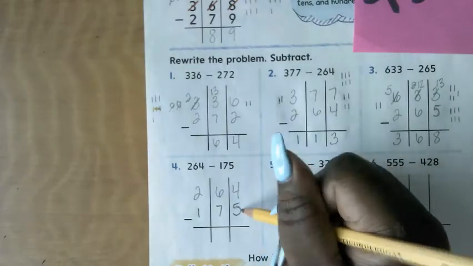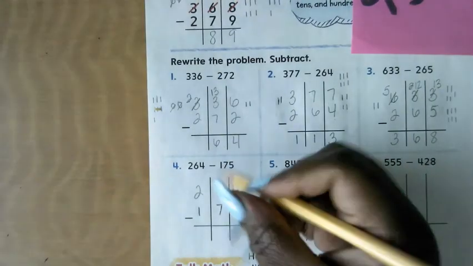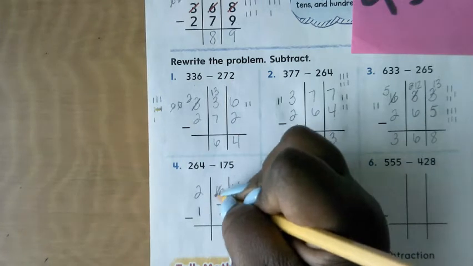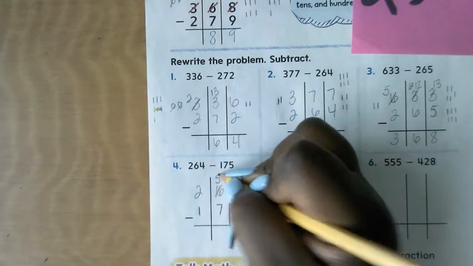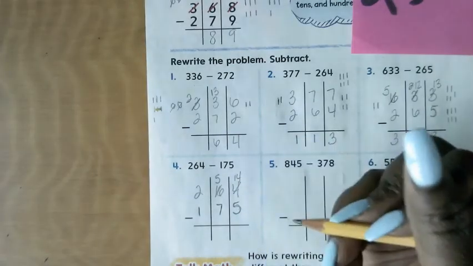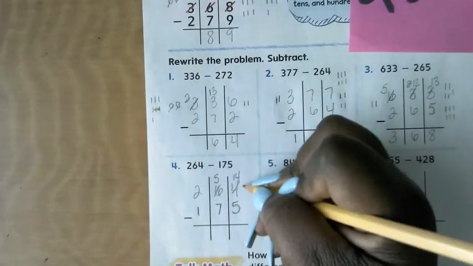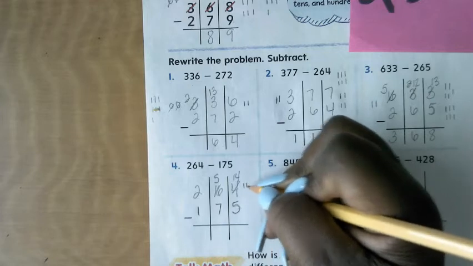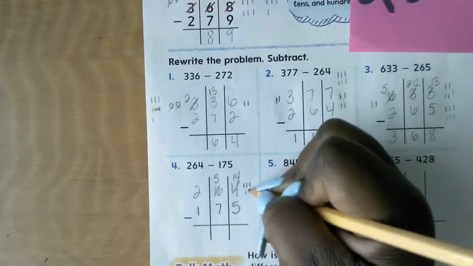So I have 4 minus 5, and I need to regroup, so I'll go next door, and this 6 becomes a 5, and this 4 is now a 14. So we're going to do 14 minus 5. So 14, 13, 12, 11, 10, 9.